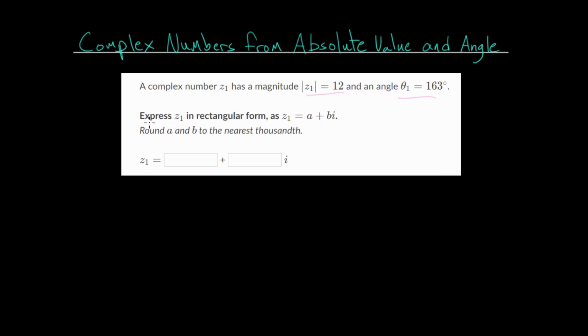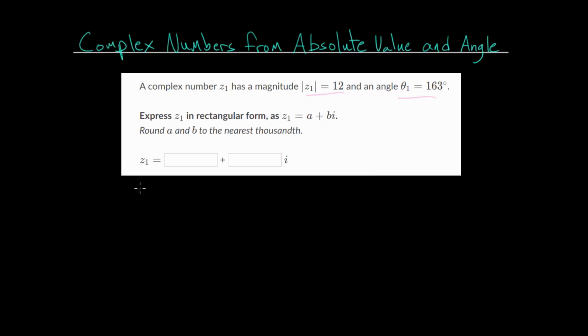And we need to express the complex number in its rectangular form, which is the usual way that we write these, where we have a real part and an imaginary part. Essentially, we need to take this complex number in its polar form and rewrite it in its rectangular form.